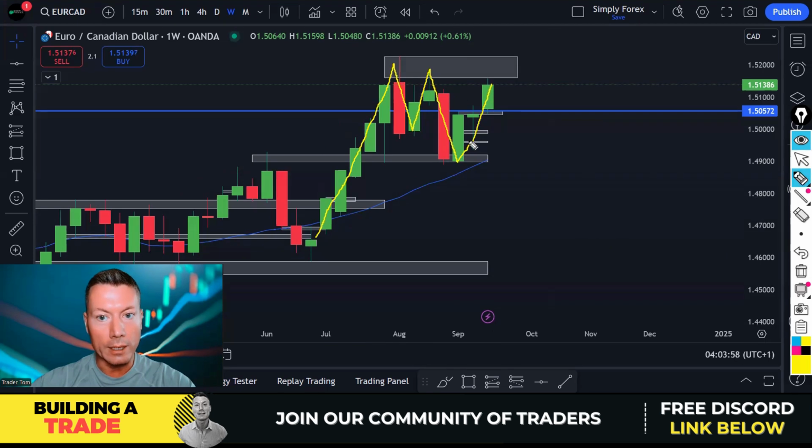Now, on the weekly chart, we're in a downtrend. We're getting lower highs, lower lows. We're in a downtrend, and prices come all the way back up to this resistance level.